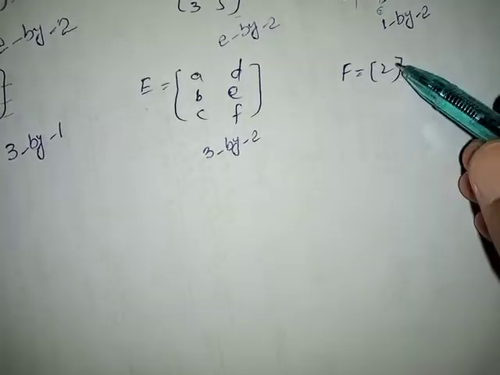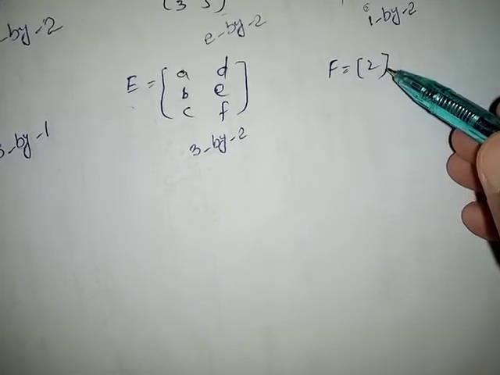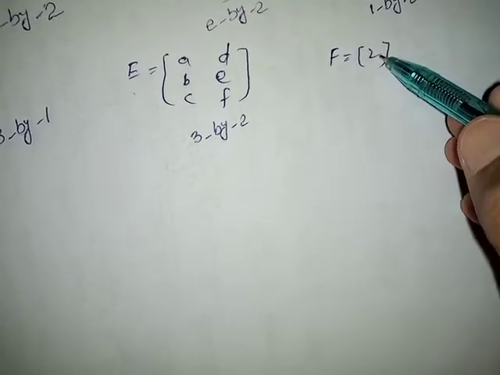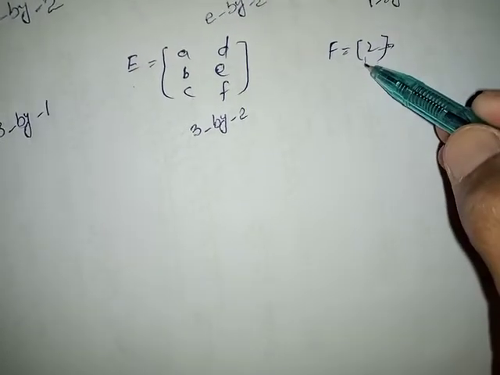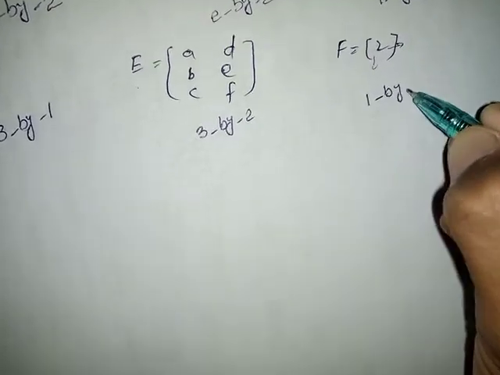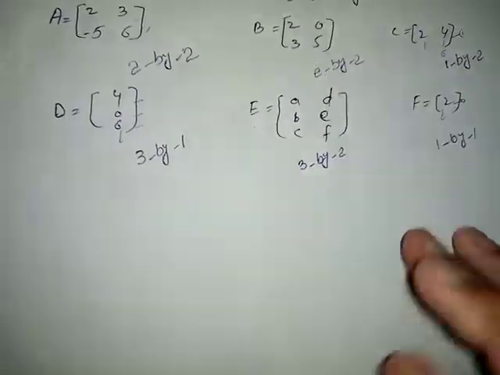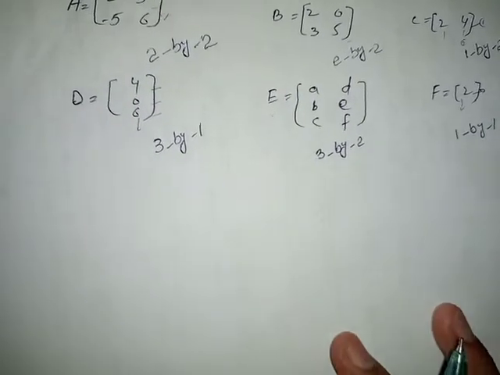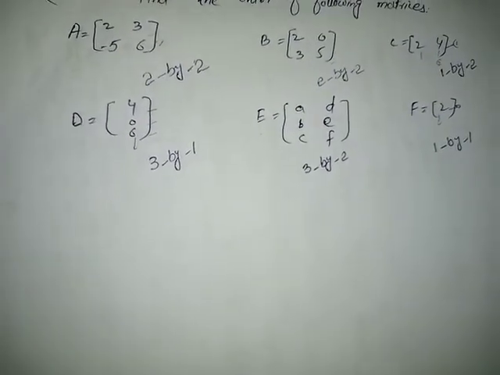Now we are saying here that there is only one row and n columns, so we write that this is a matrix of order 1 by n. So similarly we can solve other parts of this question.